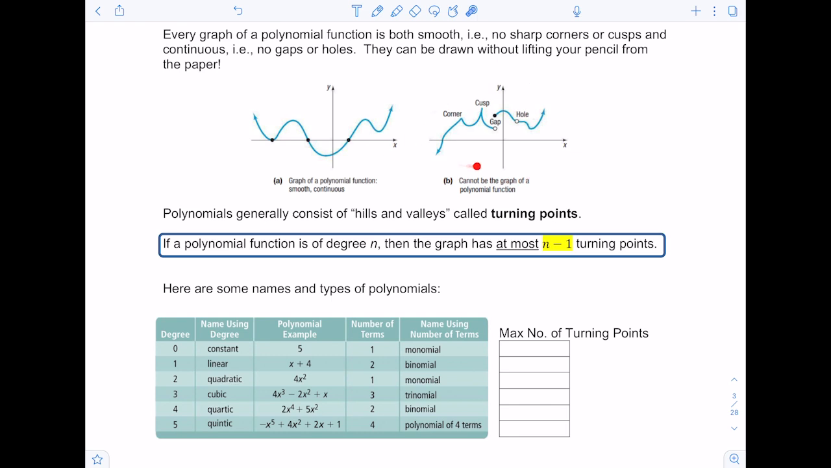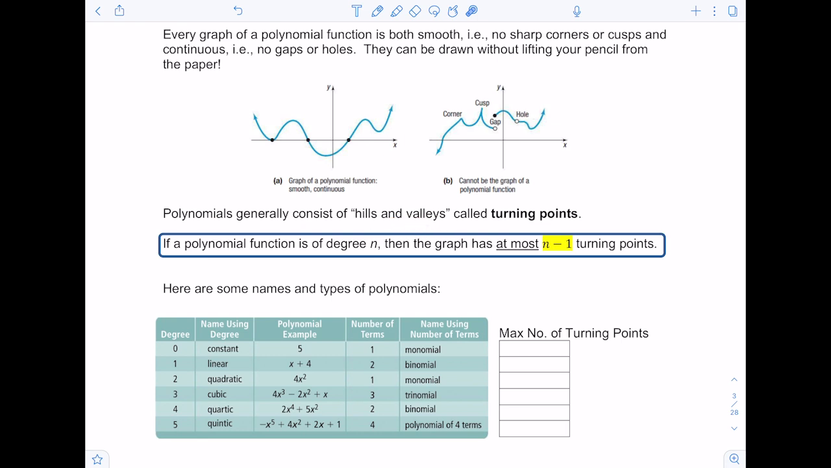However, in this graph, this is not continuous because if I started here and moved along the curve, I would have to pick up my pencil to continue on with the graph. So that's an easy way to tell if a function is continuous or not. You can also see here that there's a gap between the two pieces. We have corners, we have cusps, which are kind of like sharp edges, and then there's holes that are signified by open circles. Polynomials generally consist of hills and valleys.